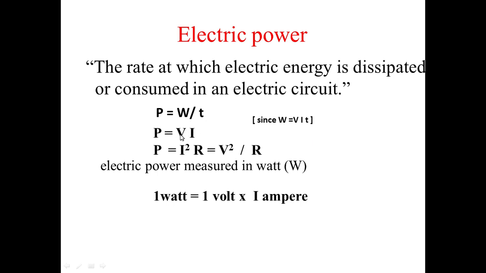From Ohm's law, we can replace this V with IR. So we go to I square R, and that expression becomes V square by R. So these are the different expressions for electric power.